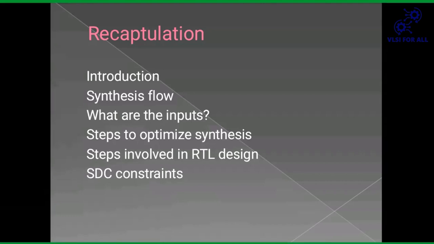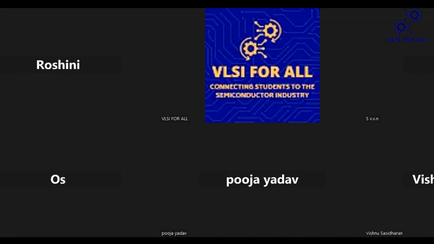Next, the steps involved in RTL design: EPS, RPS, time based RPS, and STC constraints. That means the constraints which are written for the process to move on. What are the constraints? Set input, create clock, generated clock, constant, virtual clock, everything we have seen in the last class.